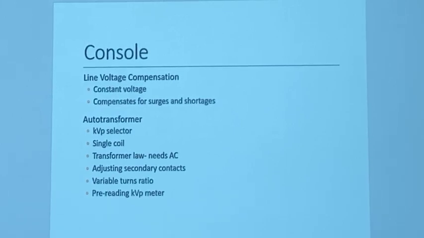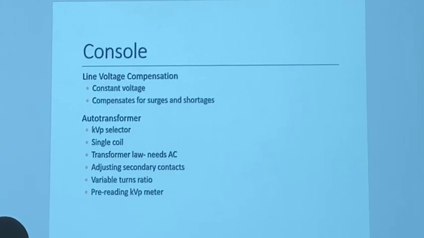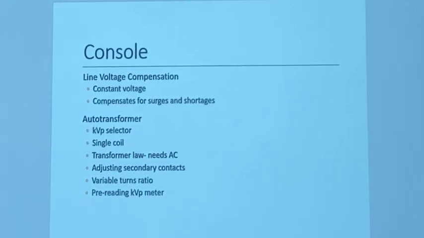What did the auto transformer do? Cut off exposure? Or no, the cut off. Oh, I'm thinking of AEC. Yeah, you're thinking AEC. Auto transformer is our KVP adjustment, right? It works off of the transformer law, so the ratio of turns on the primary side versus turns on the secondary side, we could increase or decrease our KVP if we brought those contacts on the secondary side closer together. And what happened to our voltage? Went down, right? If we spread them out, went up.